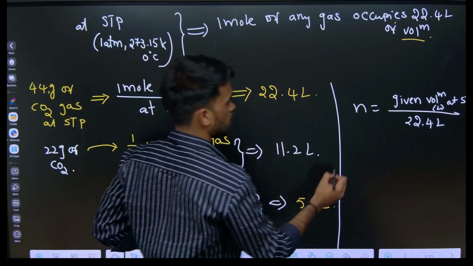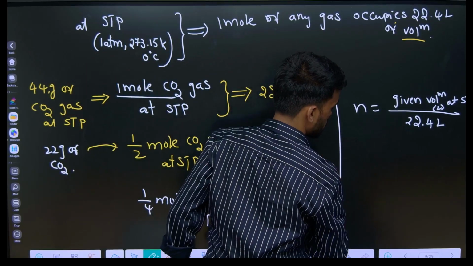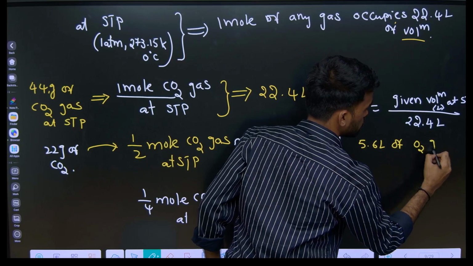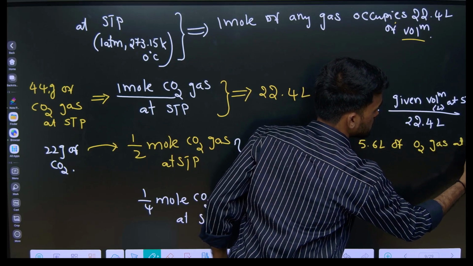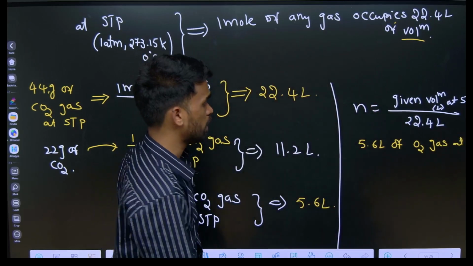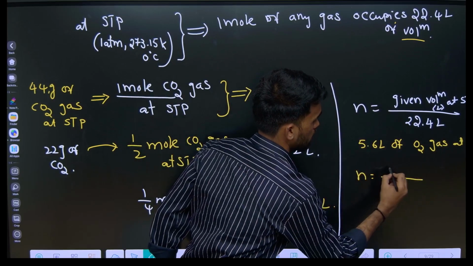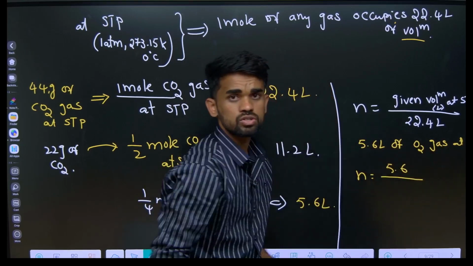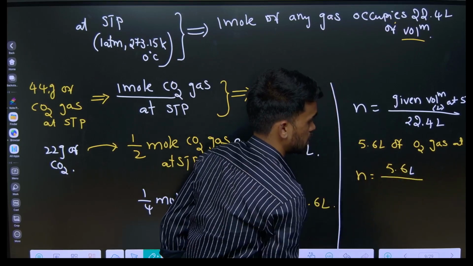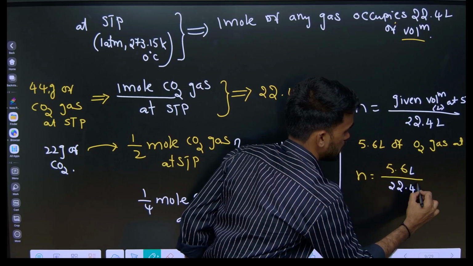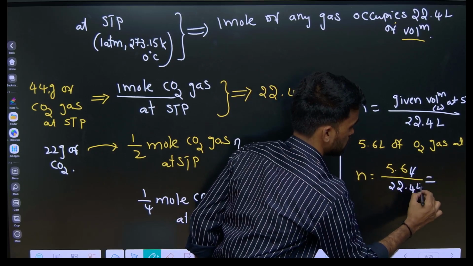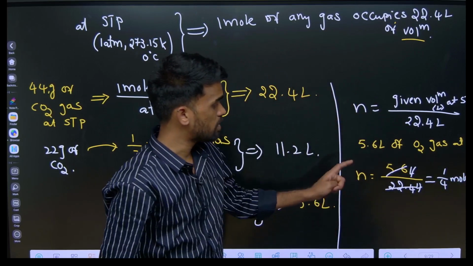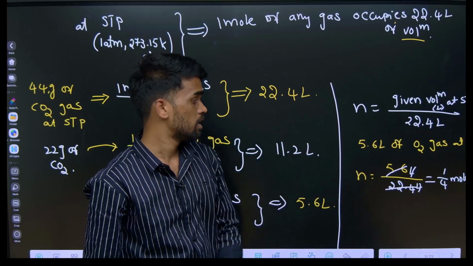So here, for example, I have given you 5.6 liters of O2 gas at STP. If I mention it like this, how do we find the number of moles? Since it is mentioned at STP, just 5.6 liters by 22.4 liters. So we are going to get how much? 1/4 mole.